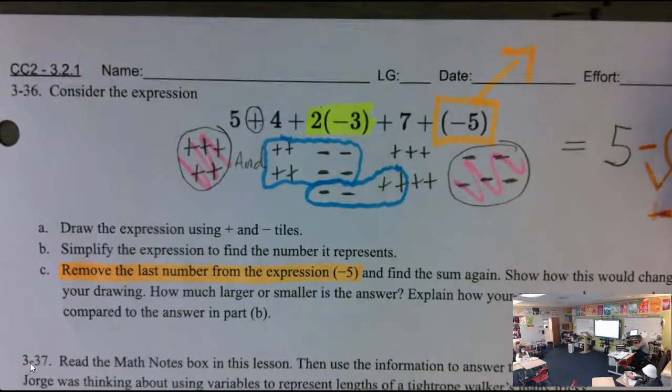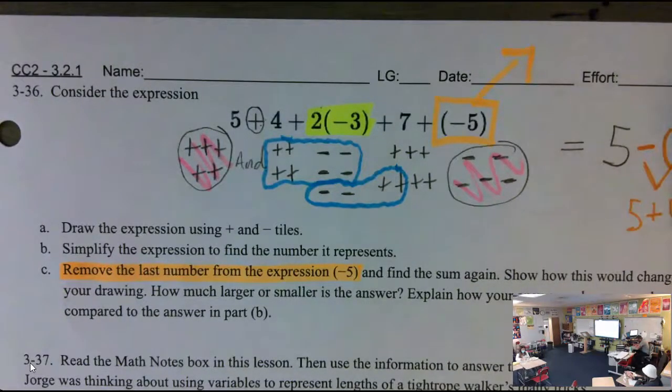So this becomes addition. We actually have 5 plus 5, and our value of the expression would then be 10.